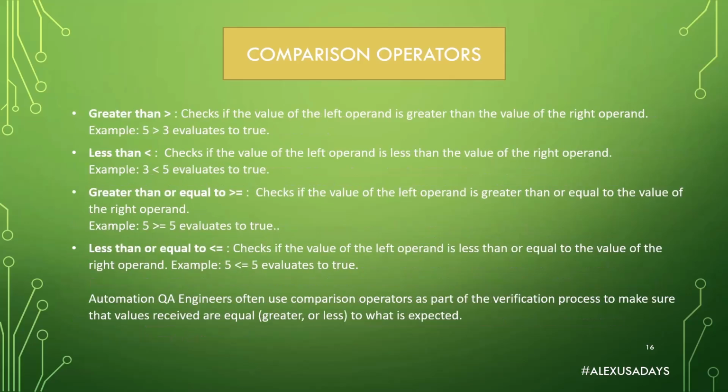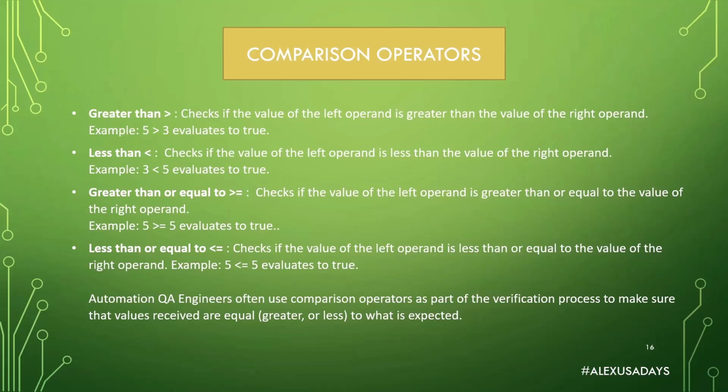The next one is greater than. It checks if the value of the left operand is greater than the value of the right operand. For example, 5 is greater than 3. That will evaluate to true. Less than checks if the value of the left operand is less than the value of the right operand. For example, 3 is less than 5, and that will evaluate to true.